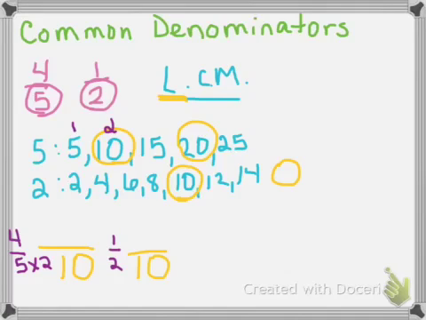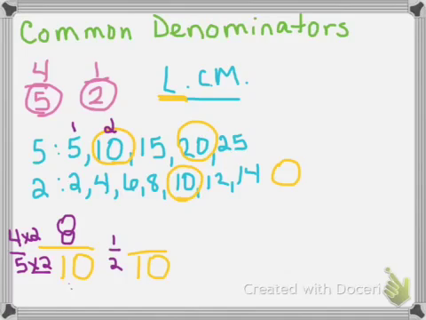Remembering all of our thoughts about fractions early on in this chapter, we know that whatever you do to the bottom, you must do to the top, and vice versa. Whatever you do to the top, must do to the bottom. So, since I multiplied by 2 in my denominator, I have to multiply by 2 in my numerator. So 4 times 2 is 8. So 4/5 is equivalent to 8/10. This has a common denominator for me.